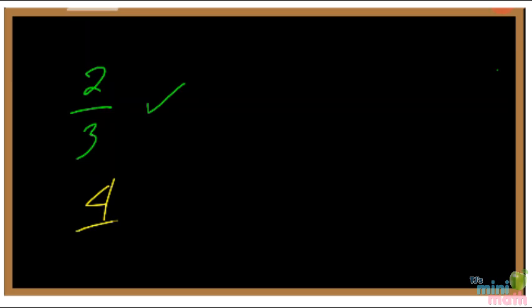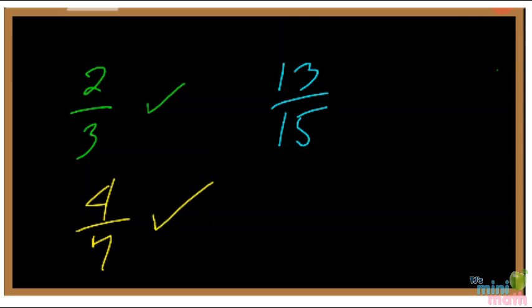So let's try 4/7. Now between 4 and 7, there's no common factor other than 1. So this is already reduced into its lowest term. And we also have 13/15. There's no common factor between 13 and 15. So this is already reduced into its lowest term. And we have 23/27. So 23 and 27, there's no common factor. So this is already reduced into its lowest term.